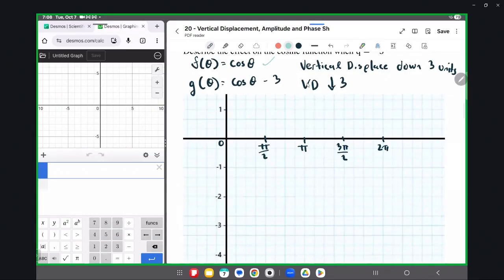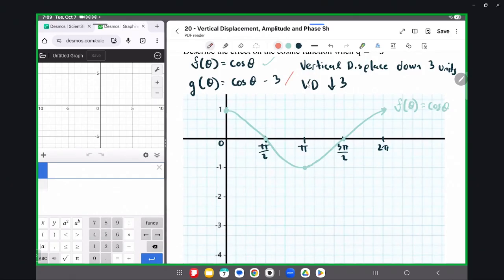Okay, so if I want to sketch cosine theta, I can do that. Cos of 0 is 1. Cos of pi on 2 is 0. Cos of pi is -1. Cos of 3 pi on 2 is 0. And cos of 2 pi is 1. And so I can connect these then with a smooth curve, like so. And we can put little arrows on it to show that this continues on. And this is my generic function, f of theta equals cosine theta.